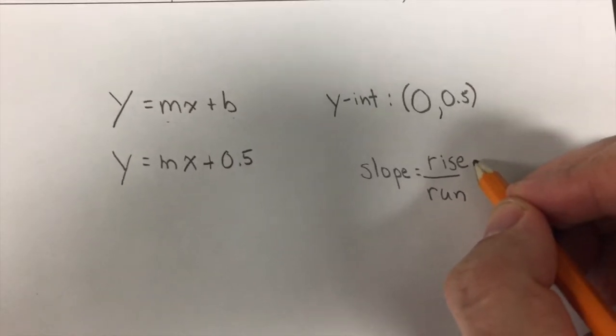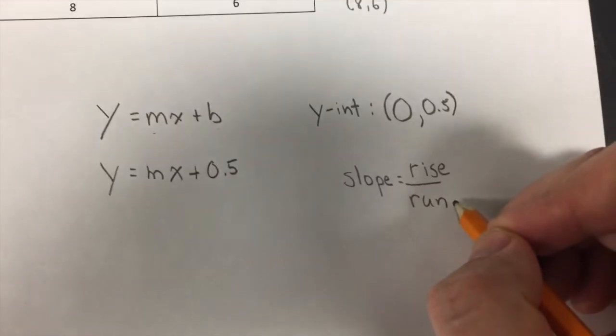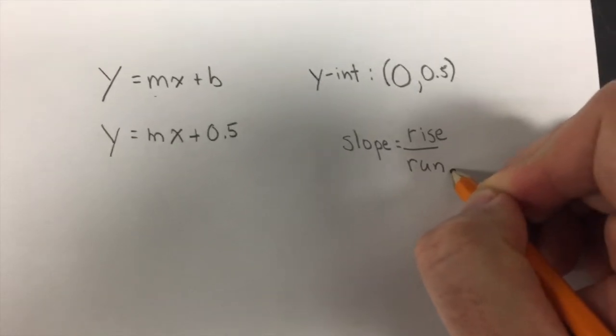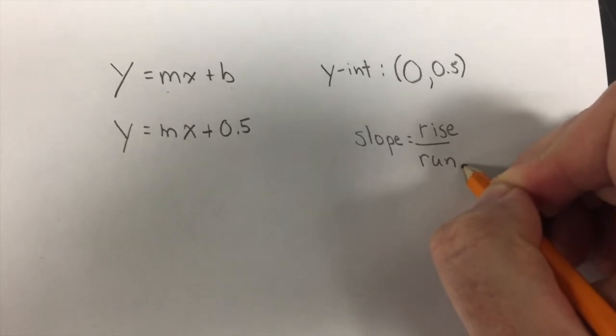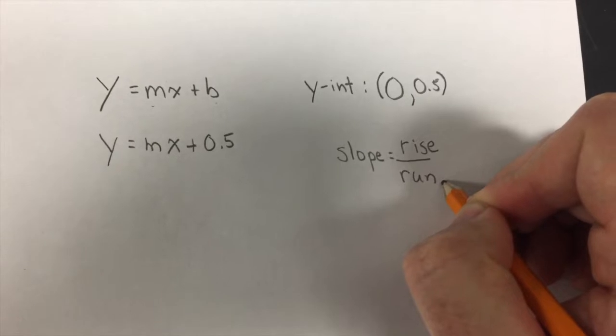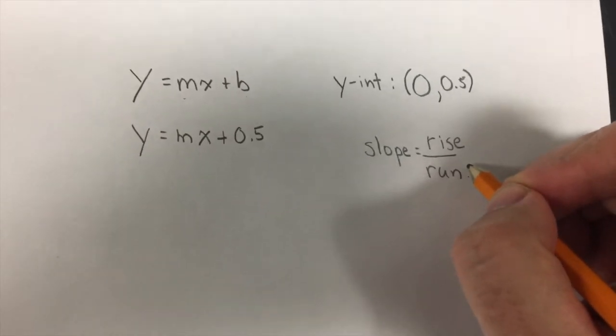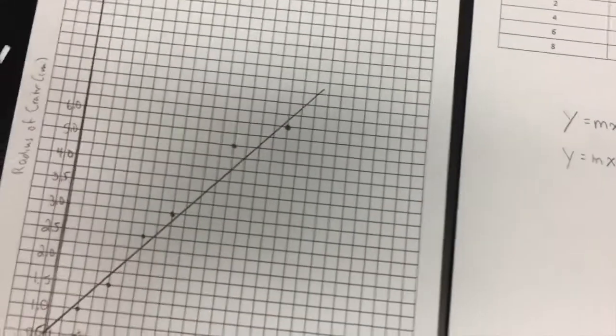Rise goes up and down. It could go positive, could go negative. I usually look at run always being positive, always going from left to right. So I need to figure out the difference between two data points that are on my line.